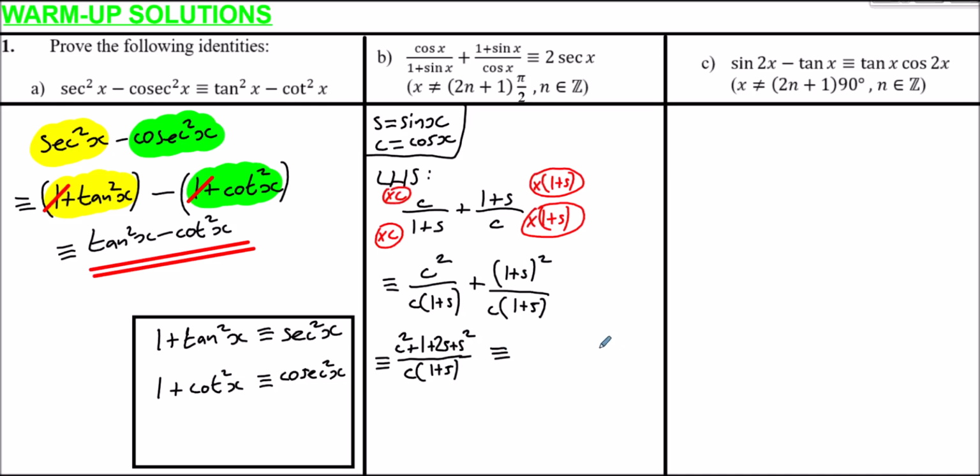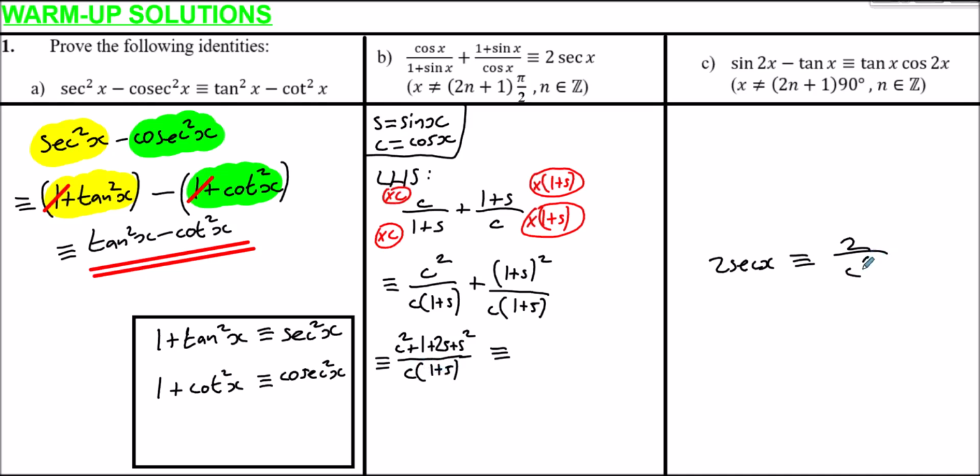And now let's pause for a second and have a look at what our target is. Our target is 2 sec x. So 2 sec x, I'm just going to doodle it here. I'll clear some space in a moment. 2 sec x, just bearing in mind what we're aiming for. That's just the same as 2 over cos. At the minute, I've got 2 over cos brackets 1 plus s.